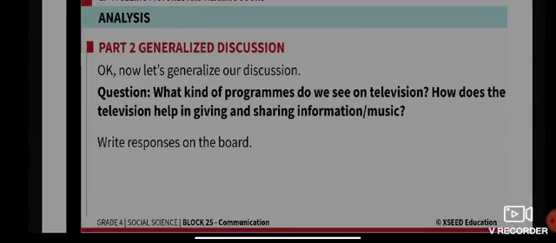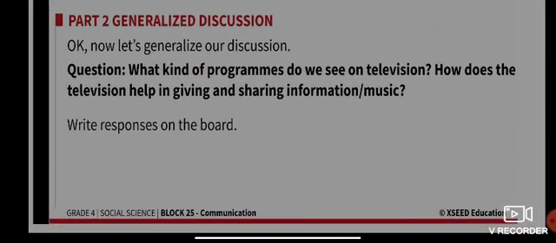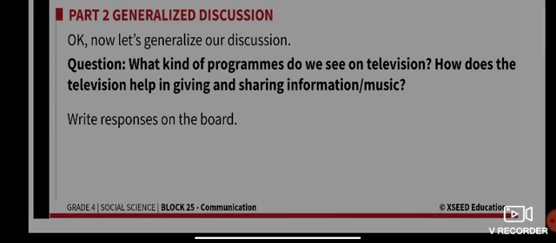Now, what kind of programs do we see on television? How does the television help in giving and sharing information and music?